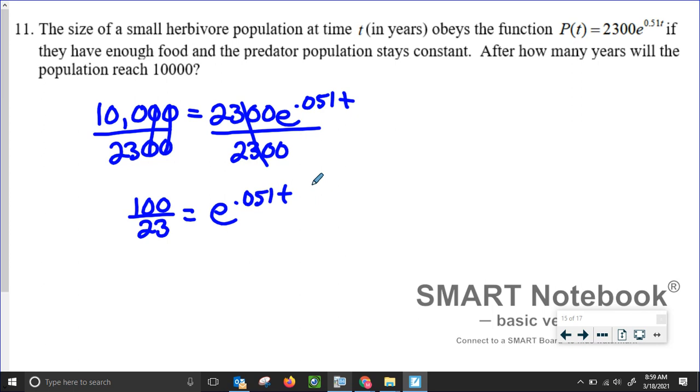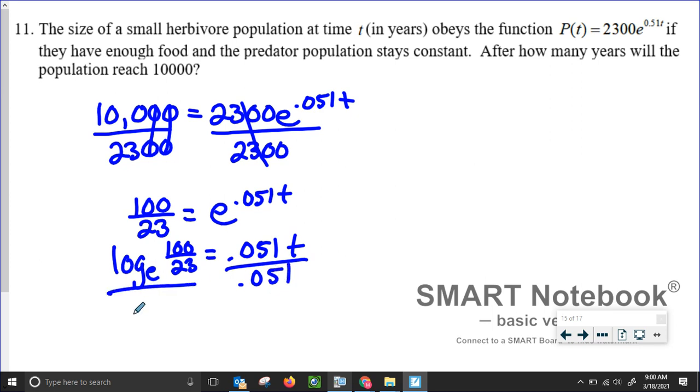Now this is an exponential form. You can use your definition of logarithm to rewrite this as log base e of 100 over 23 is equal to 0.051 t. And then divide both sides by 0.051.